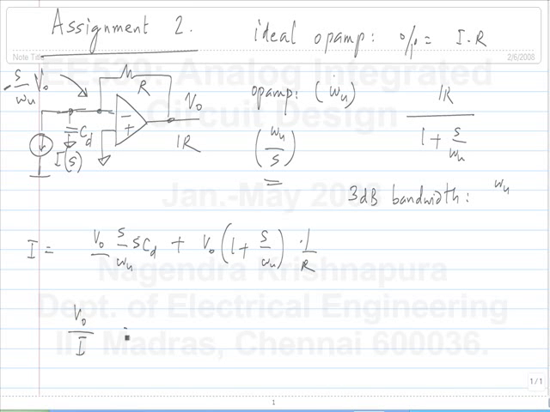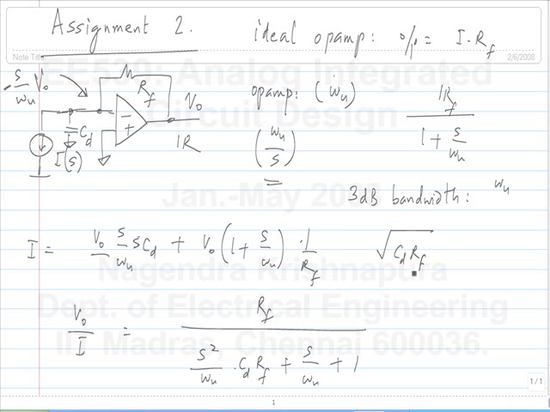V0 by I will be R divided by... I think I called it RF in the assignment. I will change it everywhere. Okay. So we get a second order expression. So it has some natural frequency and some quality factor. What do we have to do to get no peaking in the response? So we have to make the quality factor equal to 1 over square root of 2. So that means that this is what we need to do. Okay.